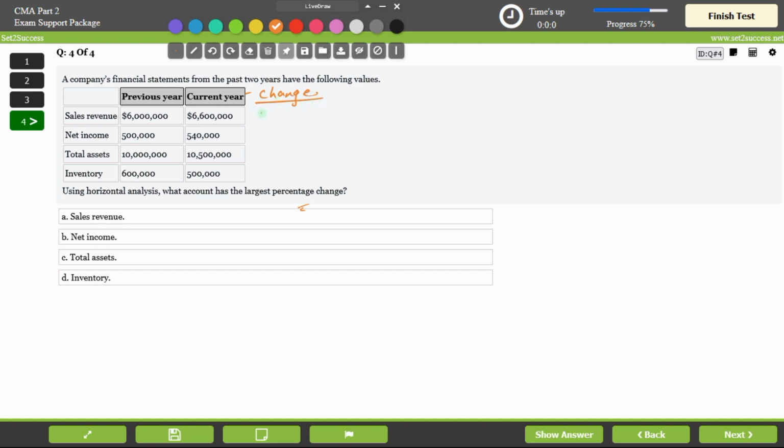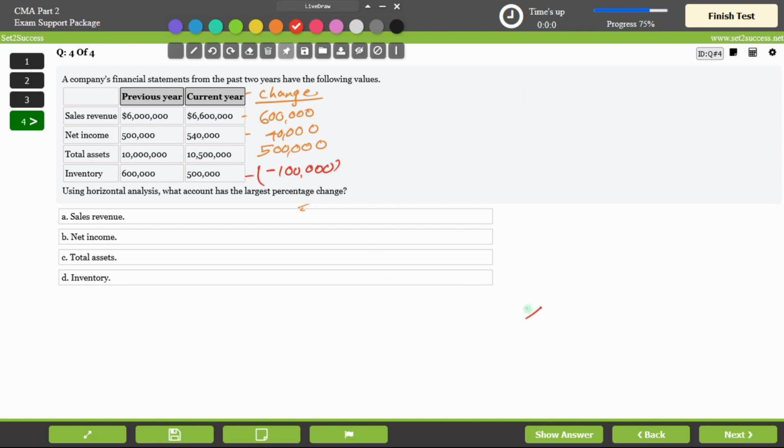So for sales revenue, there is a change of 600,000, that is 6 million and 6.6 million. And for the net income, the change is 40,000. For the total assets, the change is 500,000. And for inventory, previous year it was 600,000 and the current year has been 500,000. So there has been a negative change, that is minus 100,000. Now let us find the percentage change.